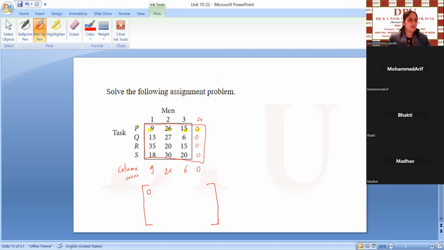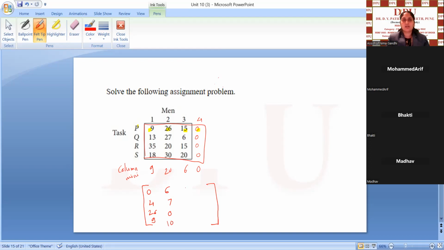13 minus 9 is 4. 35 minus 9, your answer is 26. 18 minus 9 is 9. So what is the second one? Now 20 you have, so you are subtracting 20 from each of the numbers. 26 minus 20 is 6. 27 minus 20 is 7. 20 minus 20 is 0. 30 minus 20 is 10.